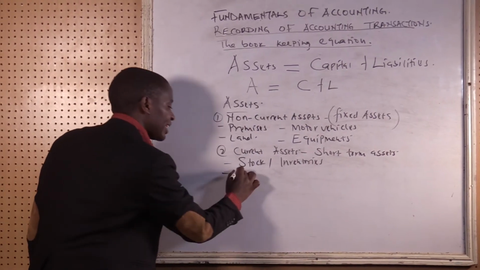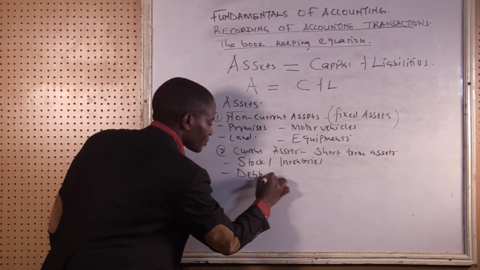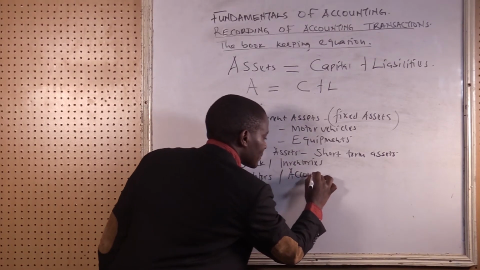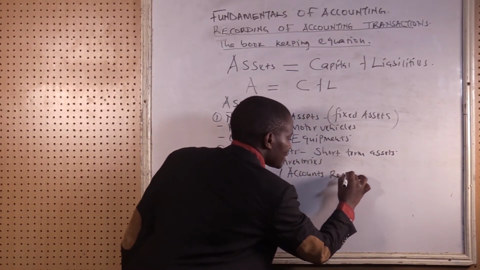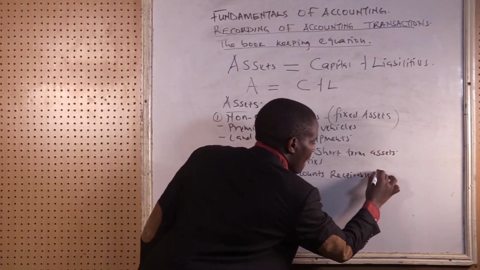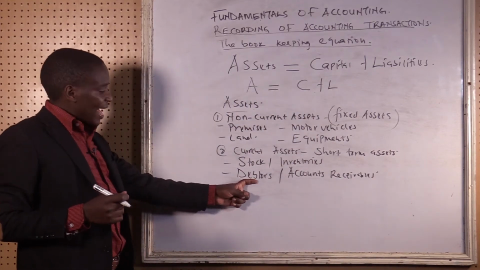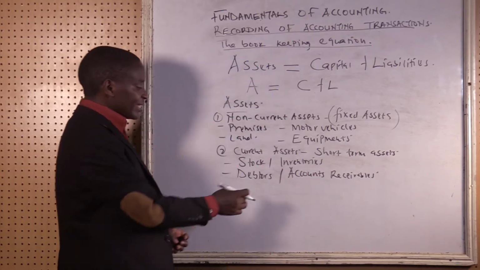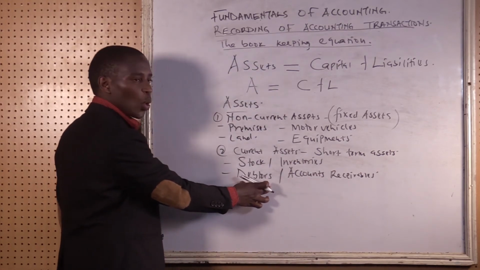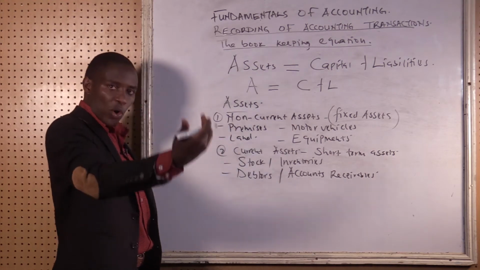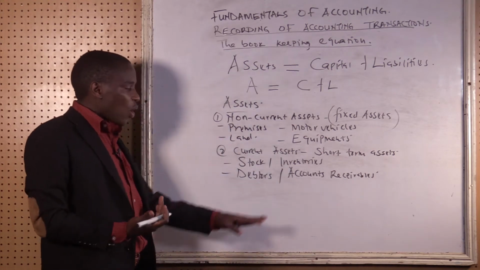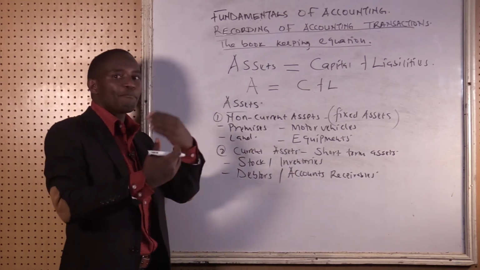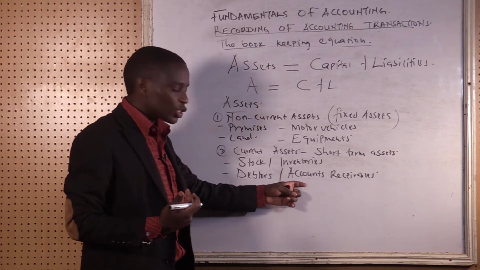The other thing is the debtors. Debtors are also referred to as accounts receivable or trade receivables. These are people who have bought stock or items from the business on credit. They have bought today, and they have promised to repay later.